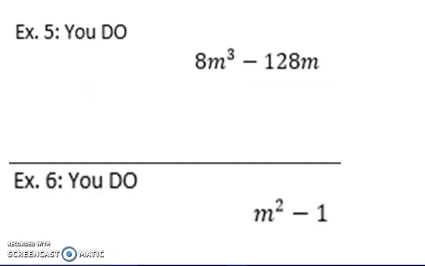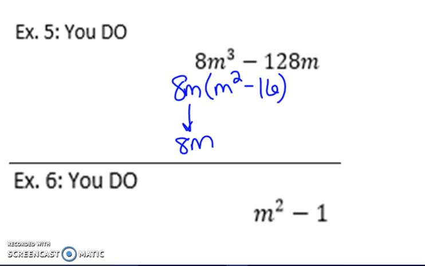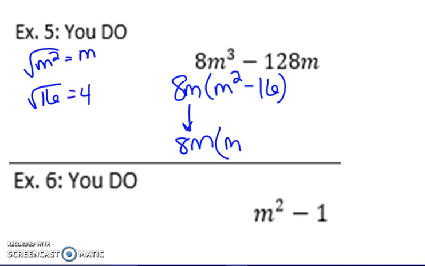If we look at our last two examples, again, example 5, we do have two terms. Well, we have a GCF, so I'm going to take out an 8m this time, and I'm left with m squared minus 16. I'm going to draw my arrow, bring it down. I have two perfect squares in the first term and the second term, and there's a subtraction. So I'm going to take the square root of m squared and the square root of 16. Gives me m and gives me 4. So my answer becomes m minus 4, m plus 4.